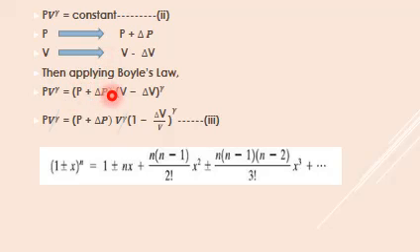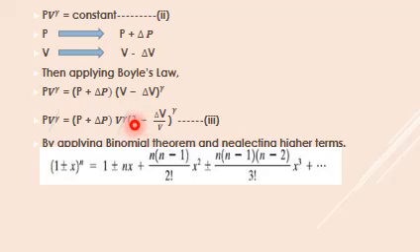If something is not common between the two expressions, then when we are taking common, what will happen? This will divide over here, so delta V upon V. Now as you can see that V^gamma and V^gamma are cancelling from both sides, but how to solve this expression of (1 minus delta V upon V) to the power gamma? How can we solve it? And this is the binomial theorem, and we have to neglect the higher terms.